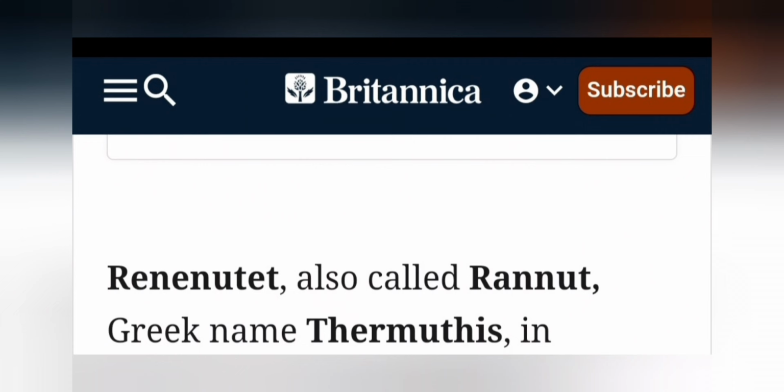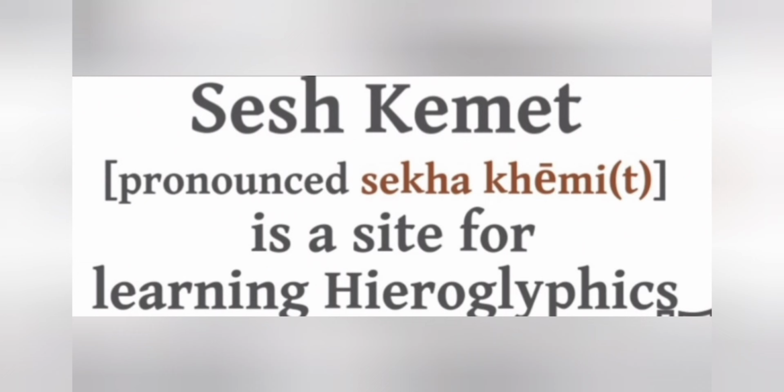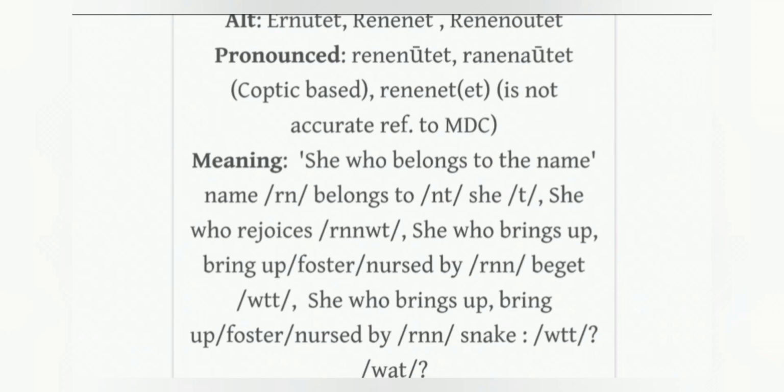So the name Thermuthis, who Jubilees and the semi-ancient historians all state was the woman who adopted Moses, the Egyptian translation of that name is Renenutet. So let's look and find out some things about Renenutet by this Egyptologist here. And we see the meaning of the word: she belongs to the name. She rejoices, she brings up. It says brings up again, foster, nurse, begat, she who brings up, foster again, nursed, snake.